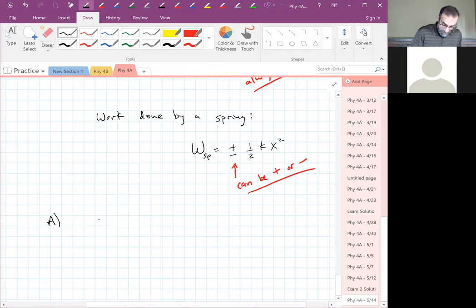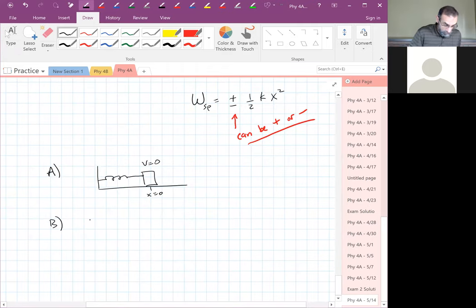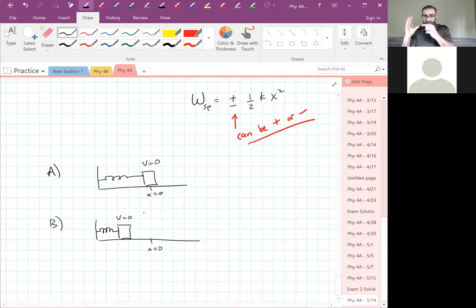Situation A, we've got a spring and a mass, and it's going to start out at rest at the equilibrium position of the spring. Okay, now we're going to move it. We're going to push it in. We're going to push the box and compress that spring, okay?